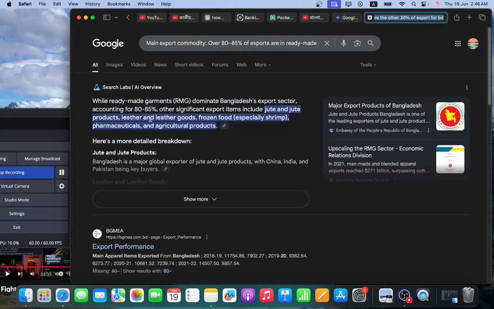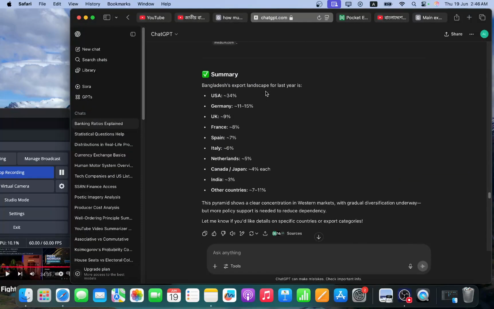Jute products, leather products, frozen food, especially shrimp, pharmaceuticals, agricultural goods. Okay, makes sense. Balanced export landscape for last year.